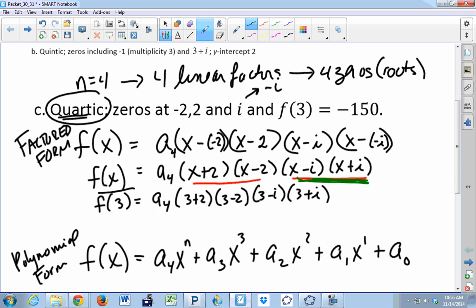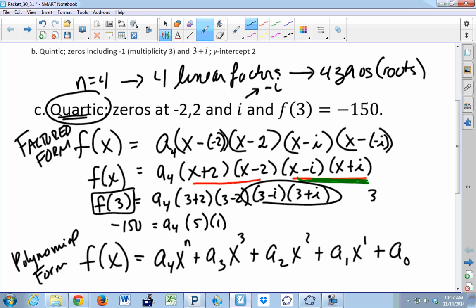And now what can you replace f of 3 with? What does f of 3 equal? Negative 150. So the only way you can finish is to do the value of the first two factors, 5 and 1. But to get the value here, you do have to multiply that out.